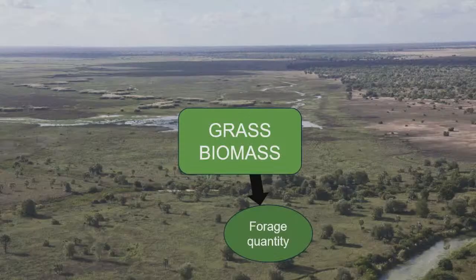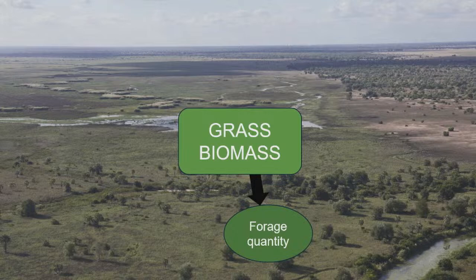So I won't belabor the point about why grass biomass is important in savannas, other than to say that a lot of the methods that we use currently to measure biomass in the field were designed with this idea in mind of measuring some aspect of forage quality or forage quantity, right? And so we are looking at a large spatial scale and looking at average availability of biomass.